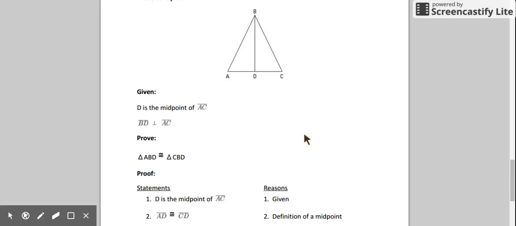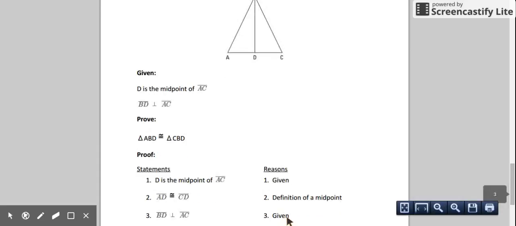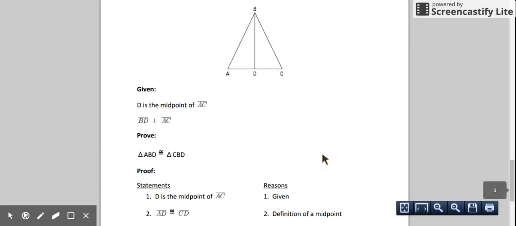So there's the three steps. Use your given statement. Think about what it allows you to draw or what statement it allows you to make, and then make that statement. So let's repeat the process. Let's move on to the next given statement. Rewrite that given statement. And the reason is because it was given to us. And then think about what that means.